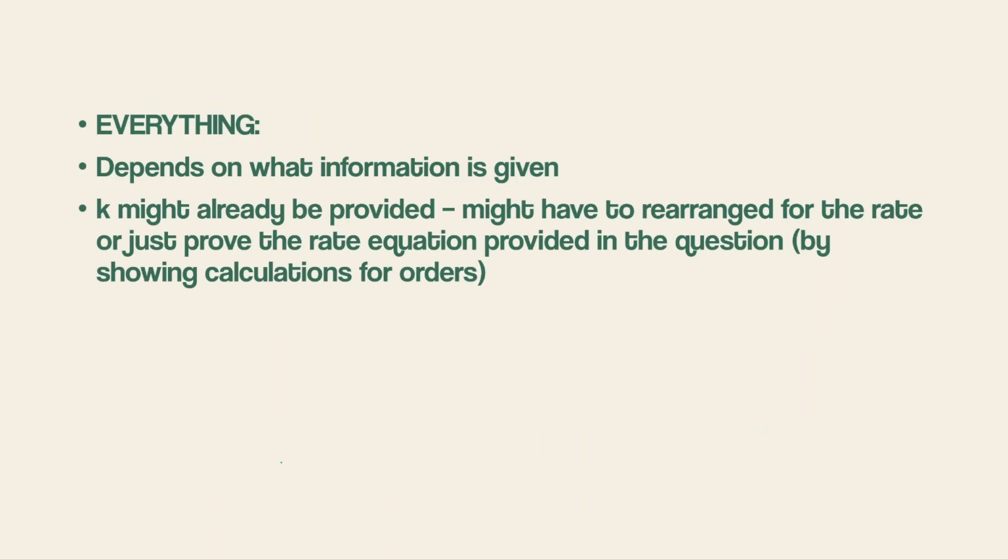If you got an everything kind of question, it depends on what information is given to you. So K might actually already be provided for you, so you might just have to rearrange the equation to find the rate, or you just have to prove that the rate equation provided in the question is the actual rate, by showing your workings out.